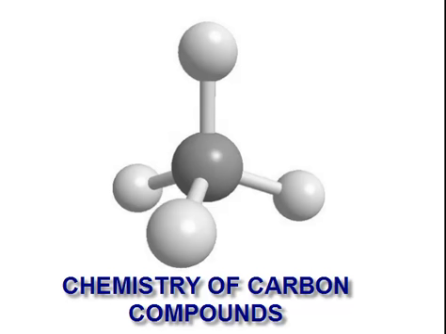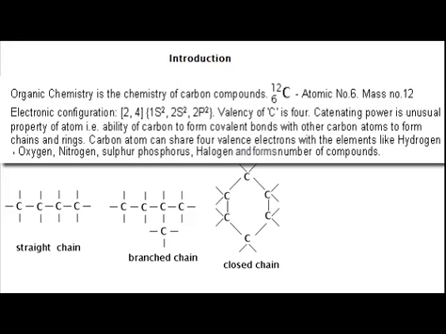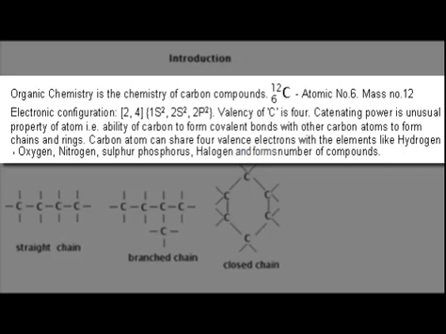Chemistry of carbon compounds. Introduction. Organic chemistry is the chemistry of carbon compounds. Carbon-12, atomic number 6, mass number 12. Electronic configuration 2, 4: 1s2, 2s2, 2p2. Valency of C is 4.